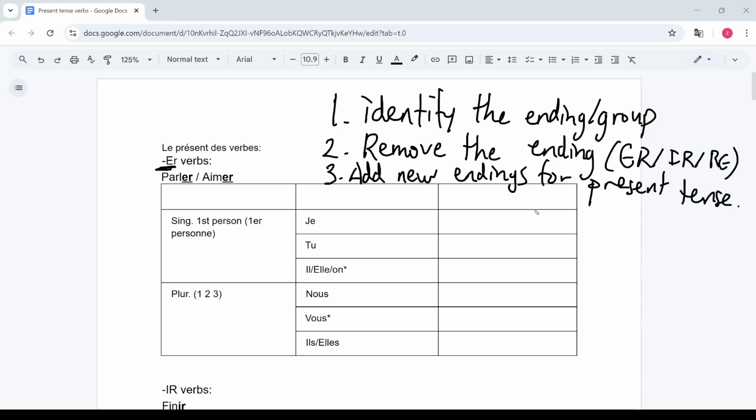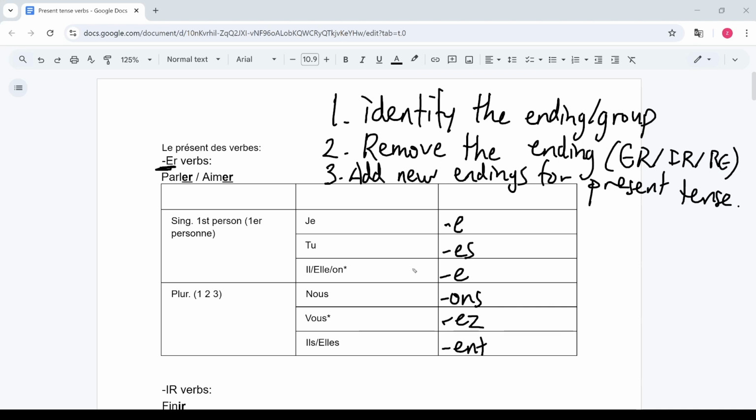So let's talk about the endings for ER verbs in present tense. The endings are E for je, ES for tu, E for il, elle, on, ONS for nous, EZ for vous, and finally ENT for ils, elles, pluriel.